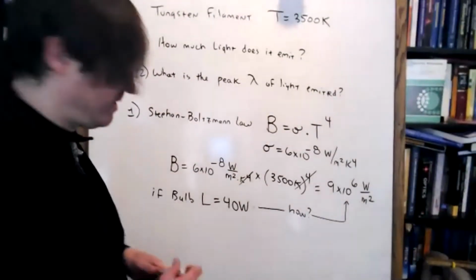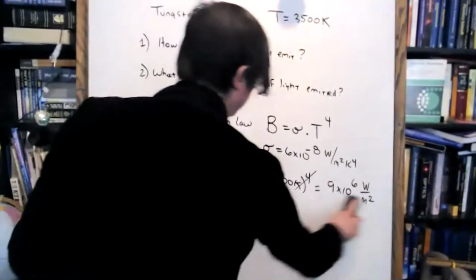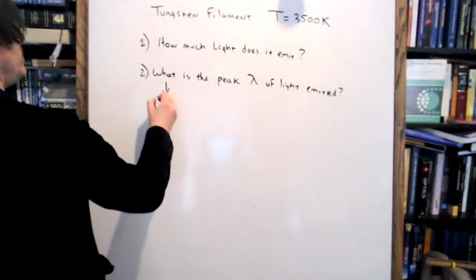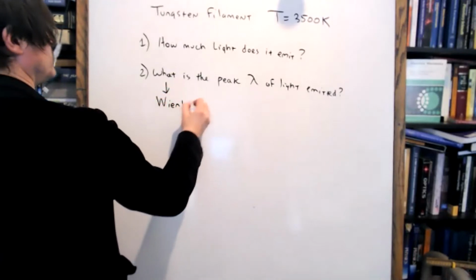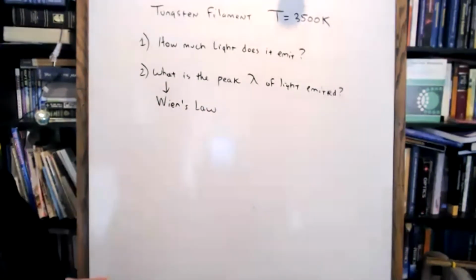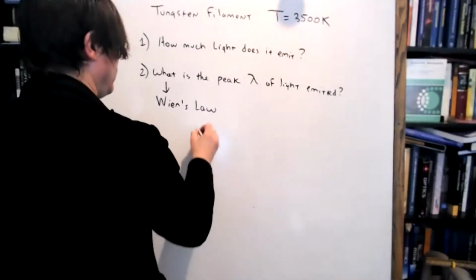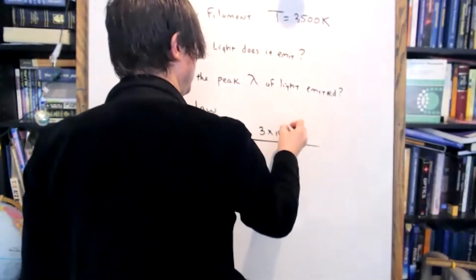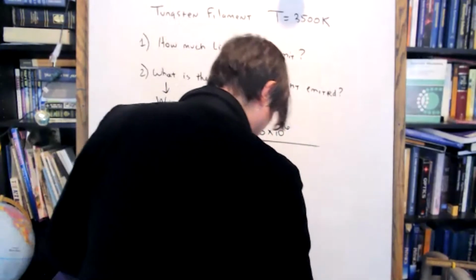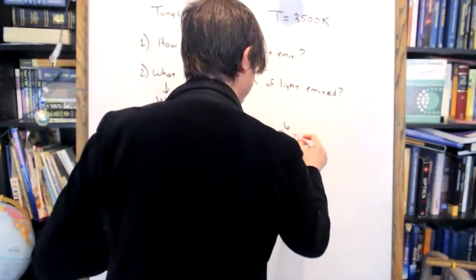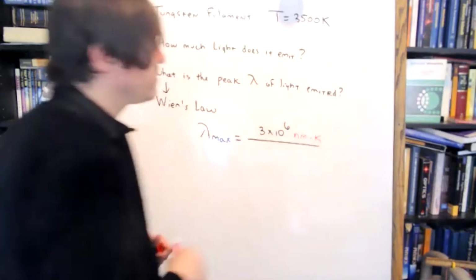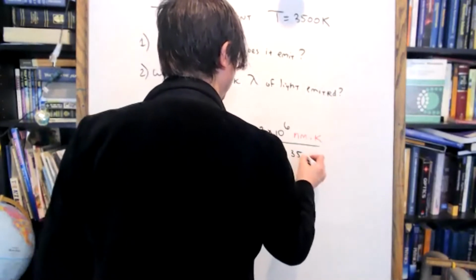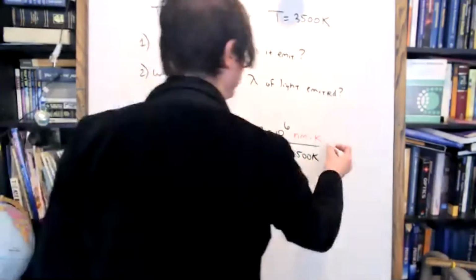There's a formula to calculate this. Do you know what it is? Wien's law. That's right. So for question 2, Wien's law. Or if you're German, you might say Wien's law. So lambda max is 3 million. The units are nanometers times Kelvin. Those aren't variables, those are just units. Divided by the temperature. And I want you guys to plug in 3,500 Kelvin. And I want you to tell me what you get.